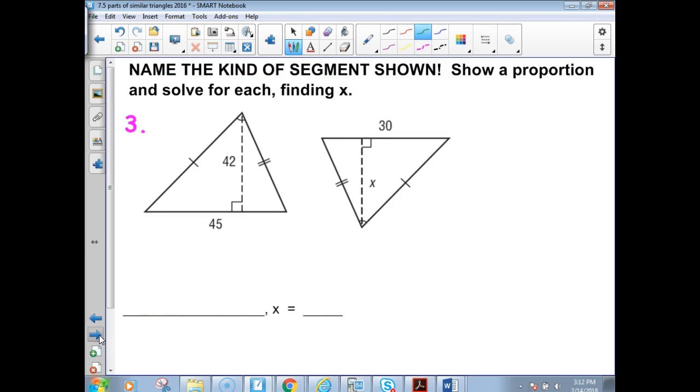All right, number 3. Name the type of segments and give me a proportion. Your hand went up and then went down. All right, Bryce. What are they? What are they called? Altitudes. Good. All right. And now, what is your setup plan?